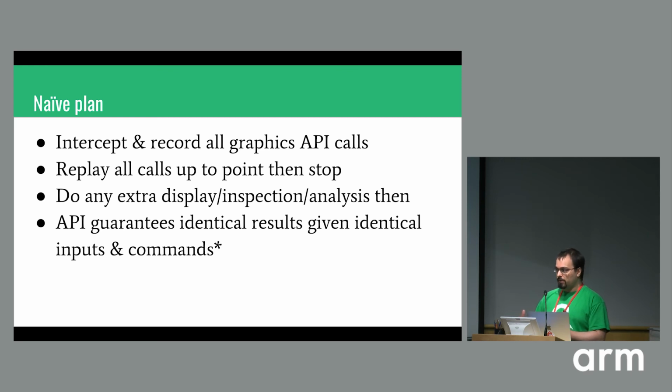I can read back the pipeline state, I can inspect contents, and the API actually gives you some pretty good guarantees. If you go and read the Vulkan spec, and I recommend that you do, you'll see that there are a lot of guarantees about what things are allowed to vary and what things cannot vary, given identical inputs and identical commands. And it's not 100%, but it's pretty close.